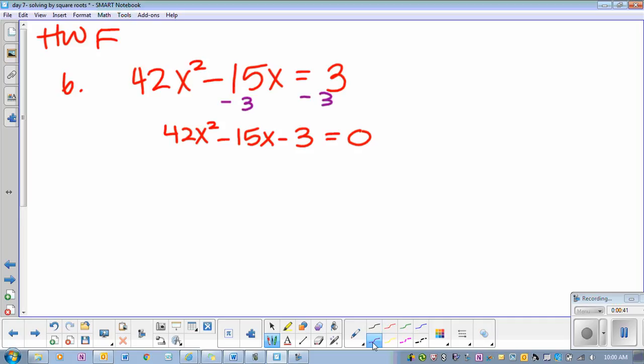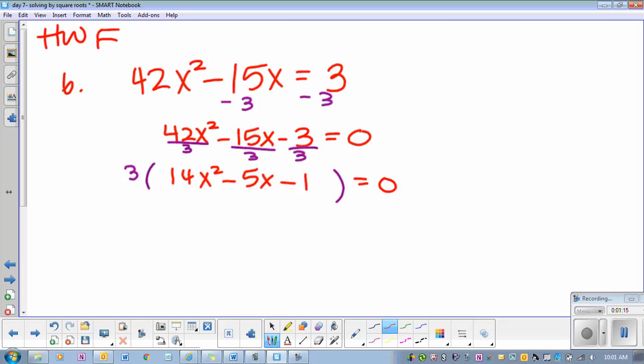So let me see. Guys, is there a GCF here? 42, 15, and 3? 3. Yeah. There's a GCF of 3. So take that 3 out of there. That means we're dividing everybody by 3. And then we have, what is this, 14?